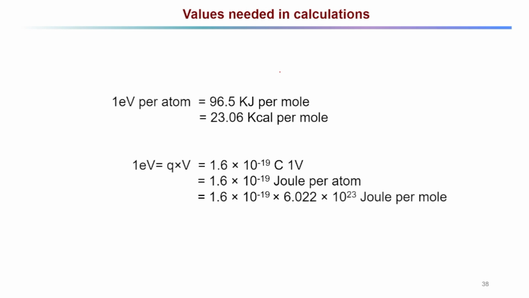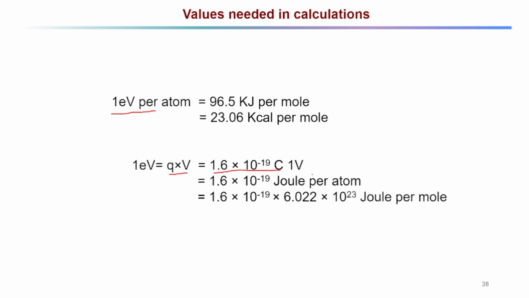Now these are some conversion factors that you need to remember to do any example or sum. For that purpose, I have noted down these conversion factors. So 1 eV per atom is equal to 96.5 kilojoule per mole, and 1 eV per atom is equal to 23.06 kilocalorie per mole. Now, how to convert this? You can convert this eV. This eV is actually charge into voltage, right? And the charge of an electron we know is 1.6 into 10 to the minus 19 coulomb.